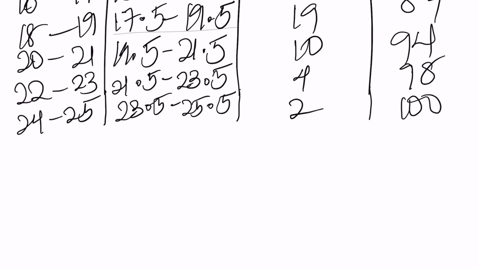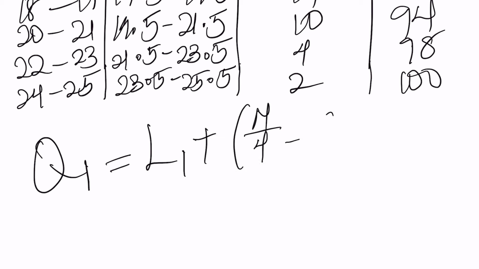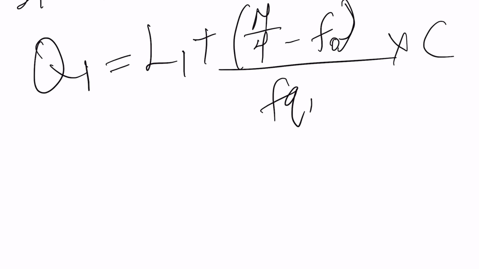Now, to calculate our Q1, it is important to know that our Q1 formula is L1 plus N over 4 minus F0 over FQ1 times C, where L1 stands for the lower limit of the quartile class, F0 stands for the cumulative frequency before it, FQ1 stands for the frequency itself, C stands for the size of the class, and N stands for the total frequency.